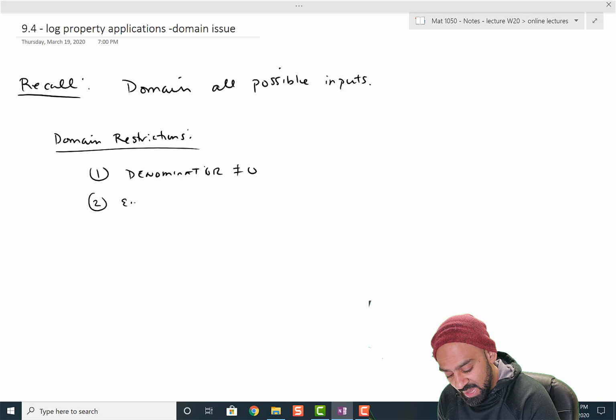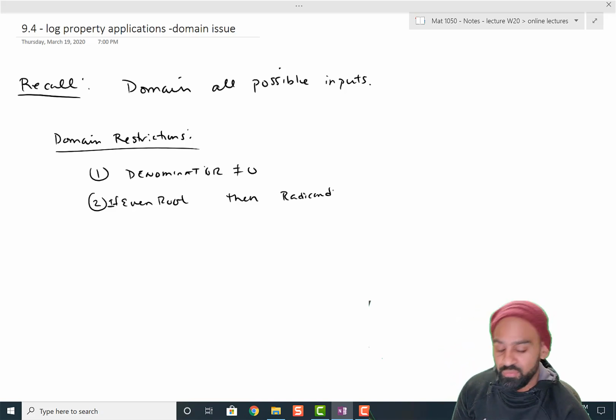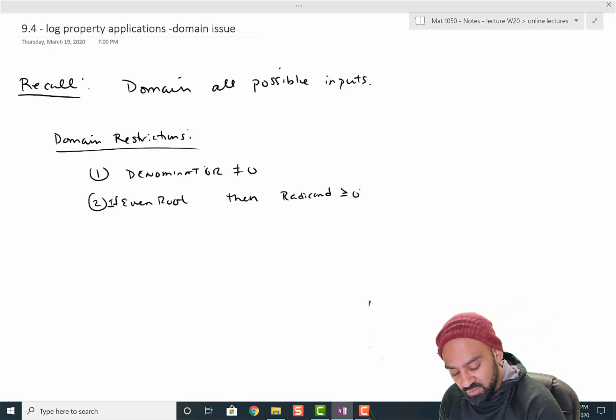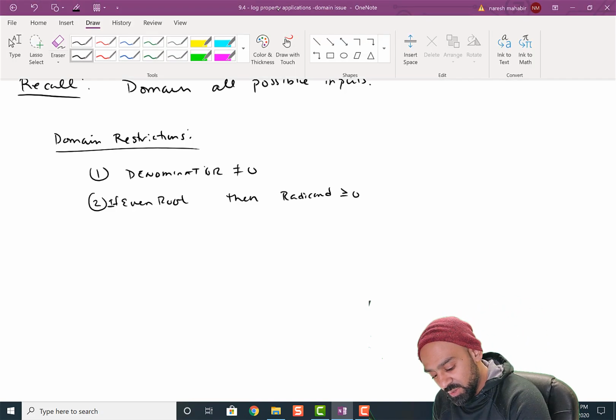The second one was if we had an even root. If this happens, then the radicand, which is the thing underneath the root, could not be negative. If it can't be negative, it must be positive, which is greater than or equal to 0. So the new guy is this one.